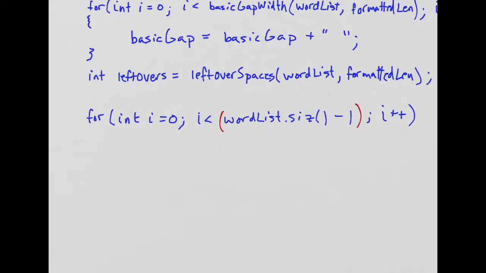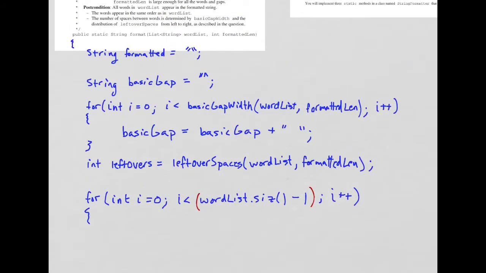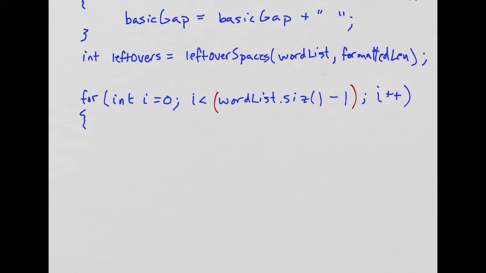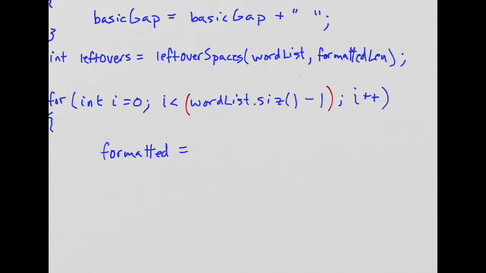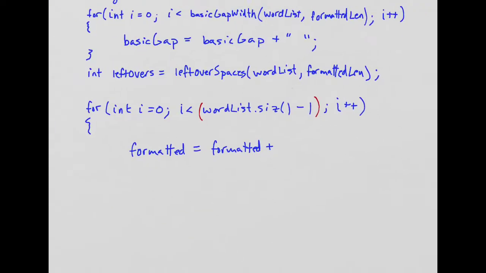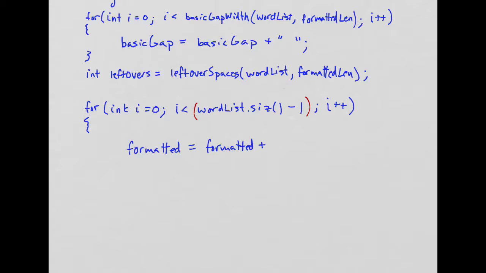So that's my for loop that runs through my word list, and I can now access every single word except for the second to the last word, and that's what the red parentheses are telling me. So what do I want to do? Well, I want to start building my formatted string. So I can say formatted, which has nothing in it, and I'm going to say take this and put in formatted plus my basic gap. However, I want to know if I have any leftover spaces.